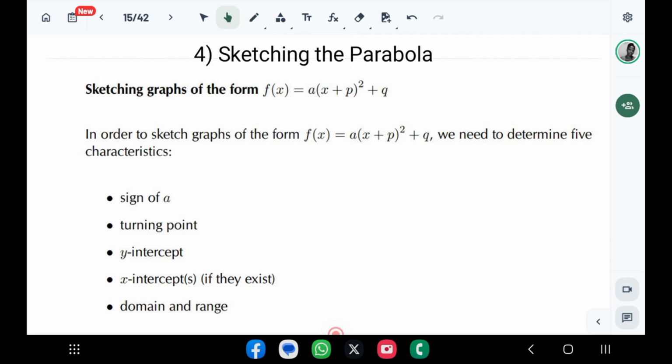The graph of the parabola is easy once you understand how the sign of a changes things. If your a is positive, your arms will look up. If it's negative, your arms will look down. And then you find the turning point. You know how to find the turning point now. You find the y-intercept, the x-intercepts if they exist, and then you find the domain and the range.